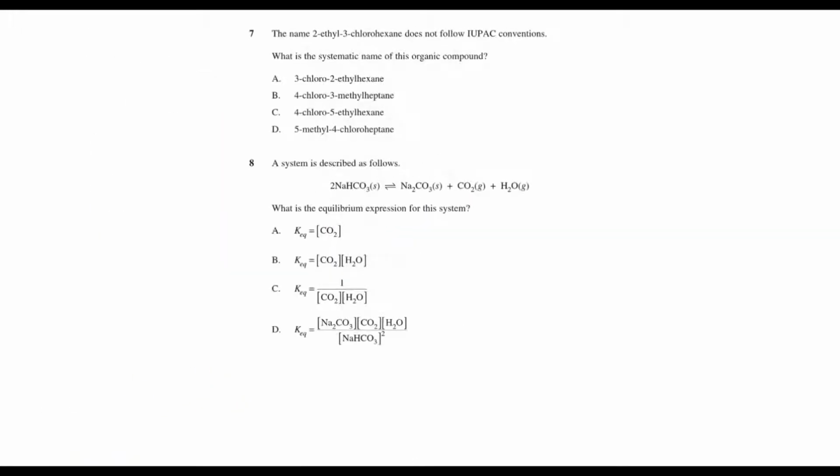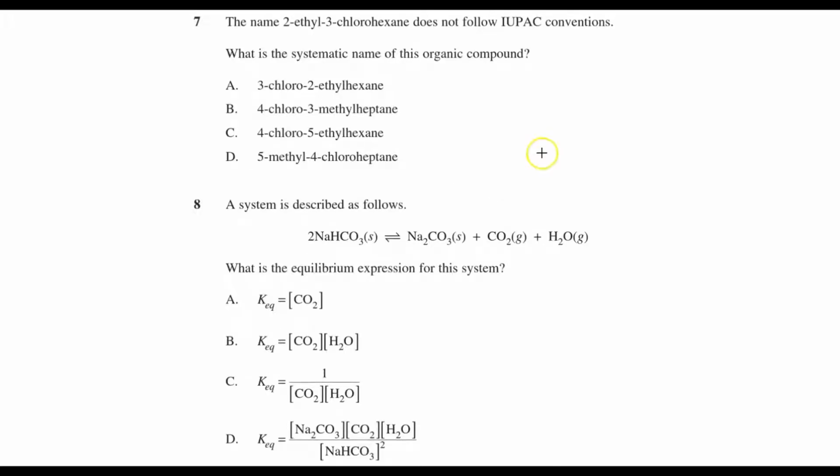Going on to question 7 on the next page, it asks, the name 2-ethyl-3-chlorohexane does not follow IUPAC conventions. What is the systematic name of this organic compound? The easiest way to answer this question is to draw out the structure of the compound implied by the name, and then just name it correctly.